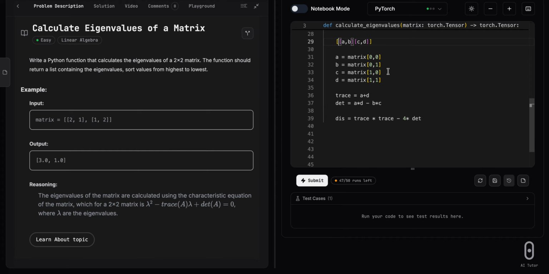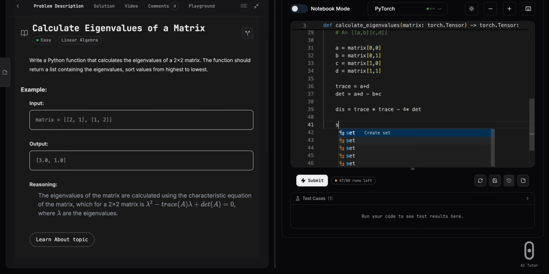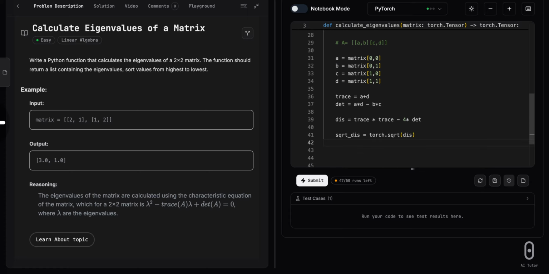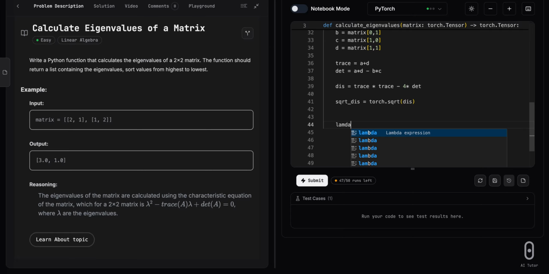And this is our, for now I'm just writing it as a, and then we'll just do square root of discriminant. Since we are using PyTorch, we'll do sqrt of discriminant. So basically it will compute the square root of the determinant, and this is kind of a plus minus term in that quadratic formula. And now the important part: there will be 2 eigenvalues, so we have to compute first.